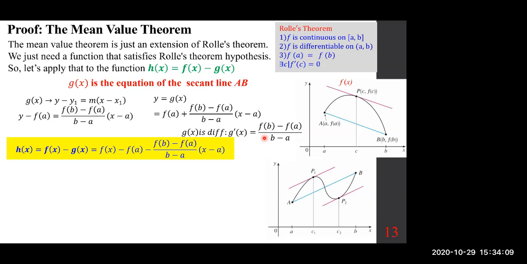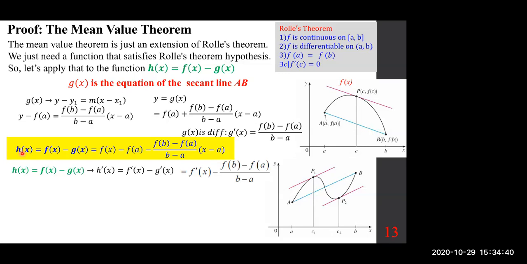Now, what about h prime of x? H prime of x is f prime of x minus g prime of x. F prime of x minus this one. Okay. So now, why have we done this? So Rolle's theorem applies to this h function, class.